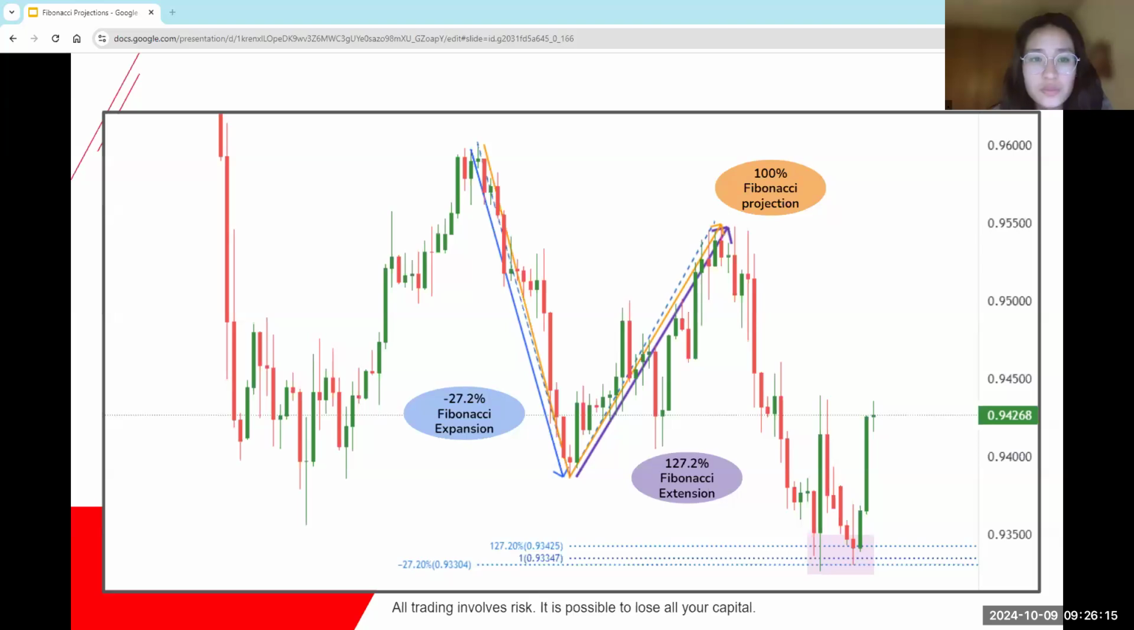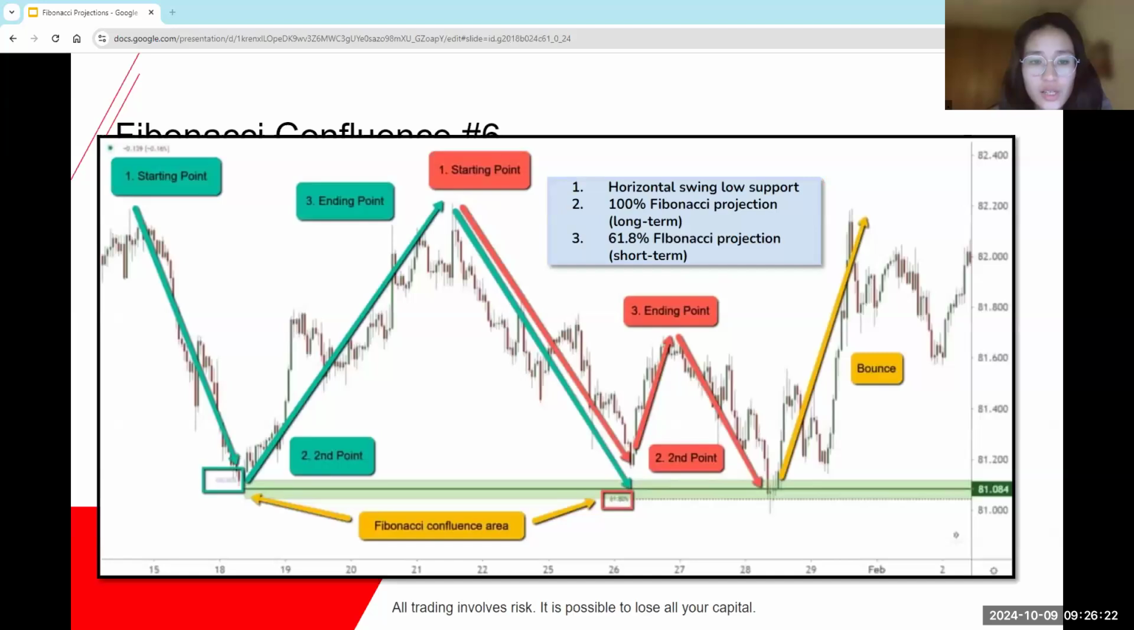Let's move on. I think we still have a few more examples to get through. So in this example, we have a swing low support right below here at the swing low and one long-term 100% Fibonacci projection that's in line with another short-term 61.8% Fibonacci projection. So this makes a very strong confluence area and we see price bouncing off at the 81.084 level.